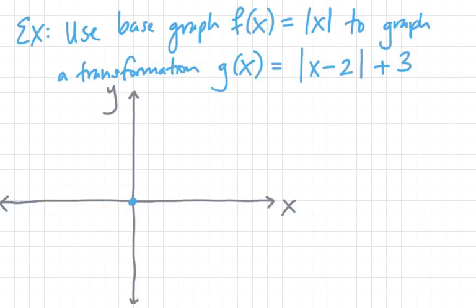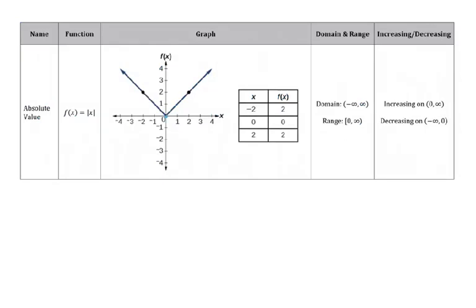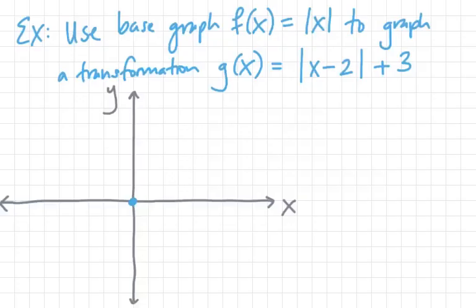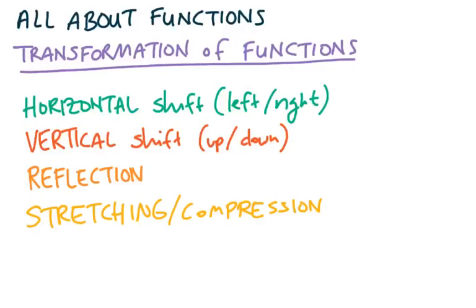So the absolute value function, like we just saw, passes through 0, 0, 1, 1, 2, 2, negative 1, 1, negative 2, 2. So I'm just going to plot a couple points to get that nice V shape. So 1, 1, 2, 2, 3, 3, negative 1, 1, negative 2, 2, negative 3, 3. So I'm plotting in blue here the base graph. Now we get to talk about how is the new graph g of x different from the base graph? What transformations have occurred? And earlier we talked a little bit about horizontal and vertical shifting, reflecting, stretching, compressing.